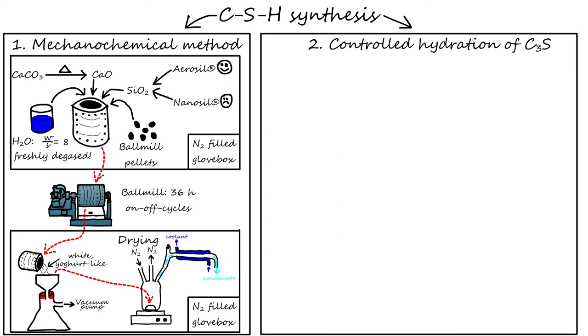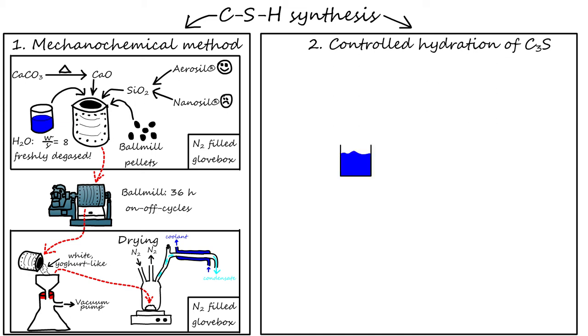The second method used is controlled hydration of tricalcium silicate. This means tricalcium silicate is hydrated at high water to solid ratio, here 50, at constant lime concentration in the solution. The device was developed by André Nonat, in whose lab the experiment was also carried out.